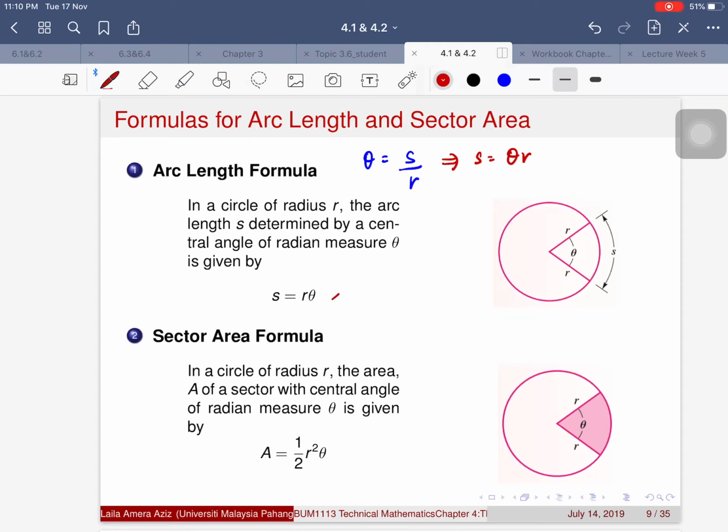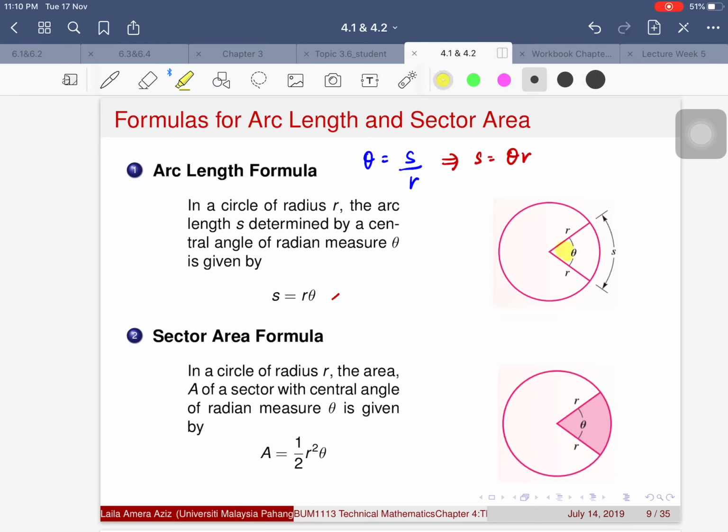And as I mentioned before, what is S? S is going to be the length of the arc. So this is our S. And what is R? R is the radius, and theta is the angle. So that's all the components, right?